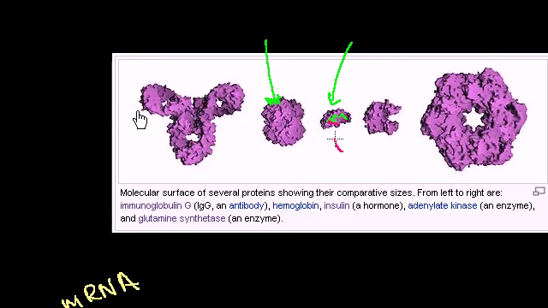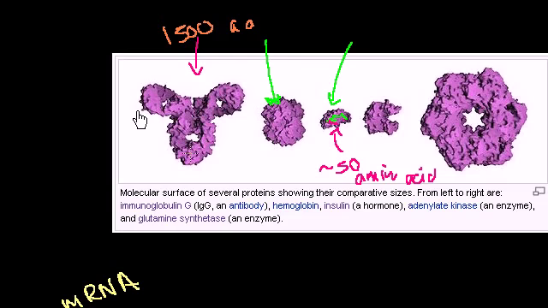But this right here is approximately 50 amino acids. I forgot the exact number. This right here, immunoglobulin G, which is part of our immune system, is roughly 1,500 amino acids.